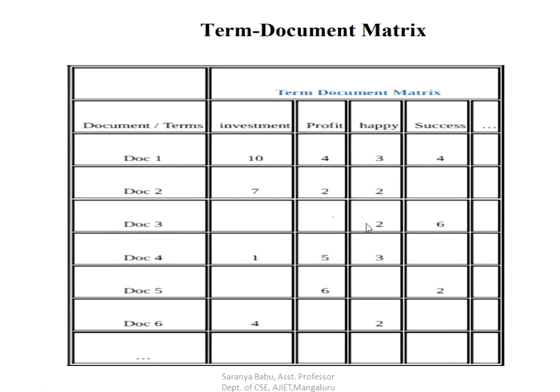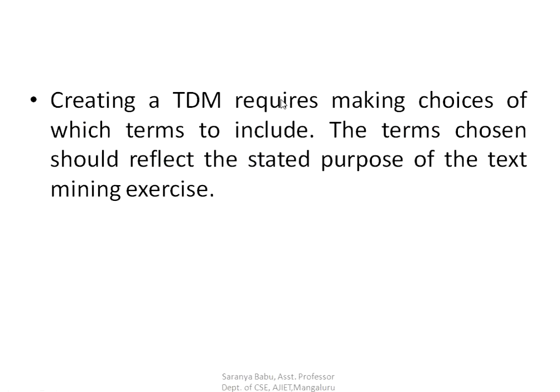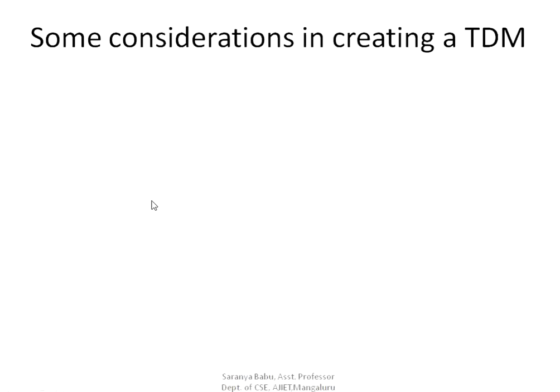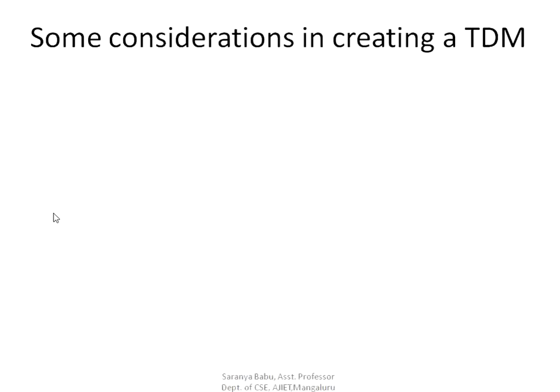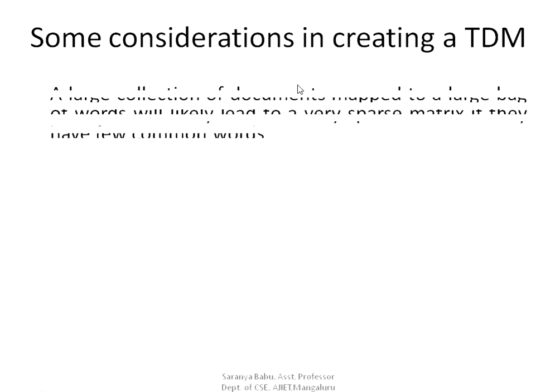Okay, now creating a TDM requires making choices of which terms to include. The terms chosen should reflect the stated purpose of the text mining exercise. Clear? So when you are choosing terms, they should reflect the purpose for which you are going to perform that text mining exercise. Now we'll see some of the considerations that you need to give while creating a term document matrix.